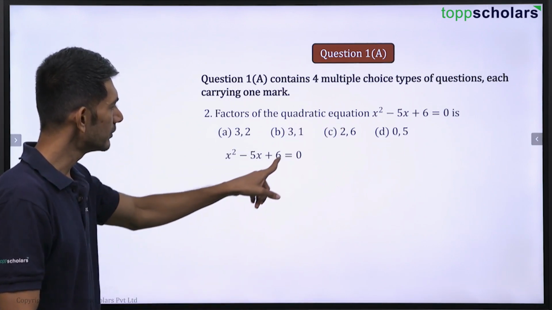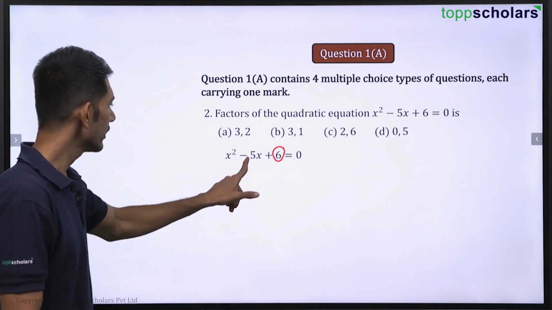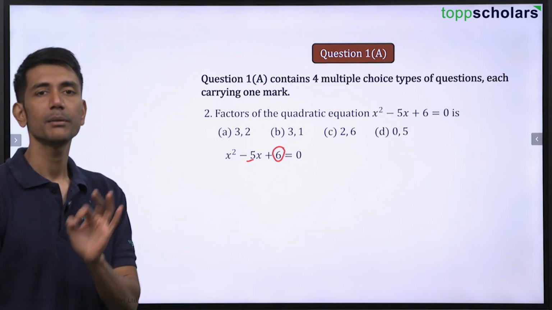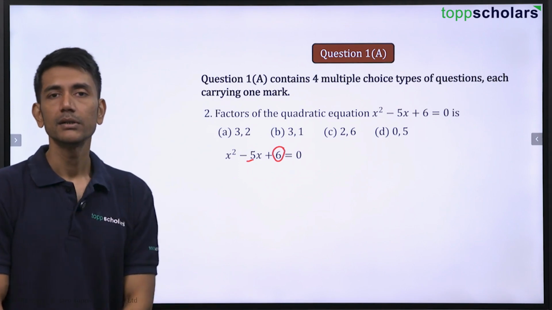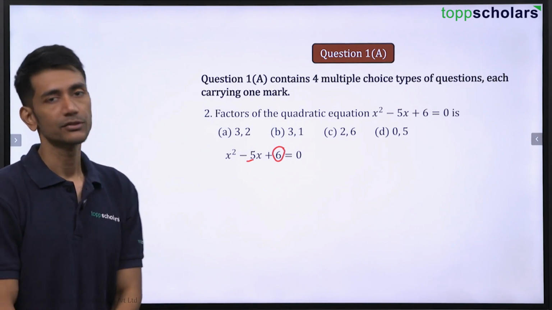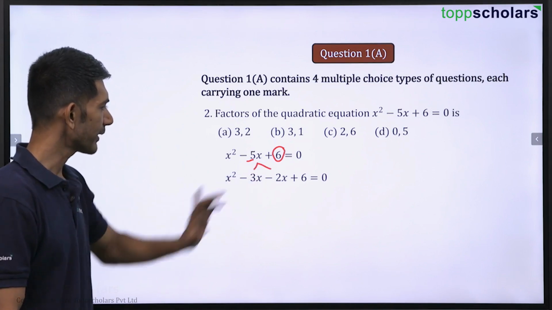Let us split the middle term. See, the end number is positive, end number as in the last term you can say is positive. The middle term is negative. So whenever the middle term is negative and the last term is positive, you can split the middle term, right, as two negative terms, minus 3, minus 2. Correct? So minus 3x, minus 2x.